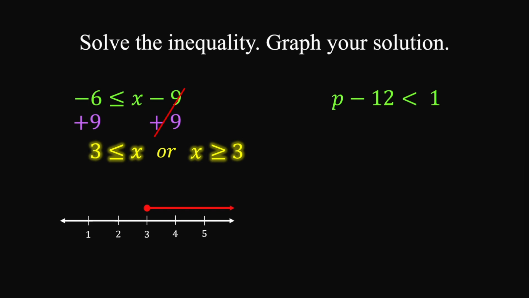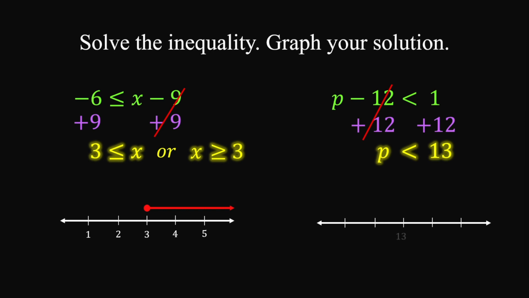Next, we have p minus 12 is less than 1. We add 12 to both sides to isolate the variable, resulting in p is less than 13. To graph the solution, we place 13 in the middle of the line and label numbers around it. Since p is less than 13, but not equal to it, we use an open circle at 13 and draw an arrow to the left, indicating that any number less than 13 is a solution.